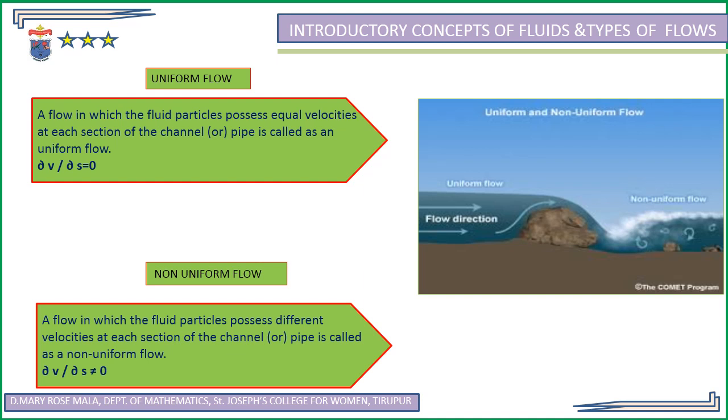Next, we will see what is a uniform flow and a non-uniform flow. In a uniform flow, the fluid particles will cover equal distances with equal velocities at each section of the pipe. So over here, velocity is independent of the distance. But in the case of a non-uniform flow, the fluid will not cover equal distances with equal velocities at each section of the pipe. So over here, velocity is dependent on the distance.